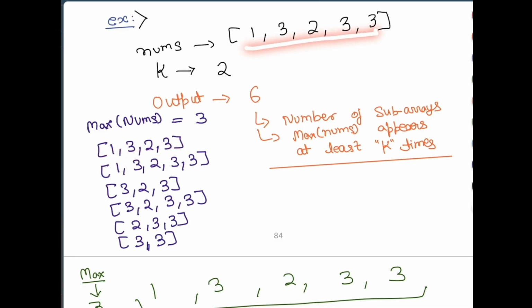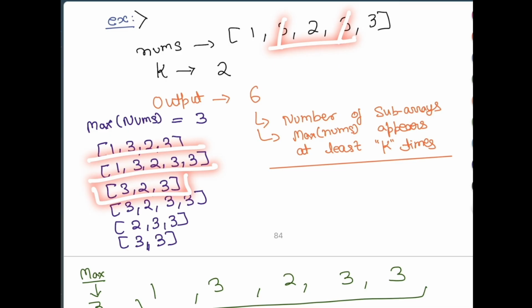This whole array is also a subarray, and the number of times we have 3 in this is 1, 2 and 3 times. We need at least 2 times. So this array also satisfies the condition, and we can say this is also a subarray with max element, that is 3, appearing at least 2 times or at least k times. So we have 1 and we have 2 subarrays, and we have another subarray, that is 3 2 3. We have 1 and 2 times the number 3.